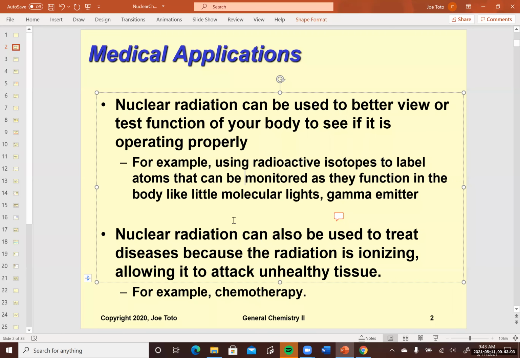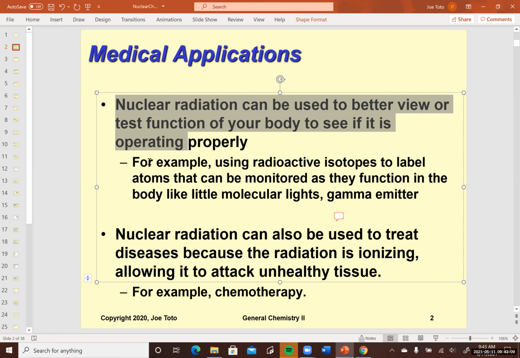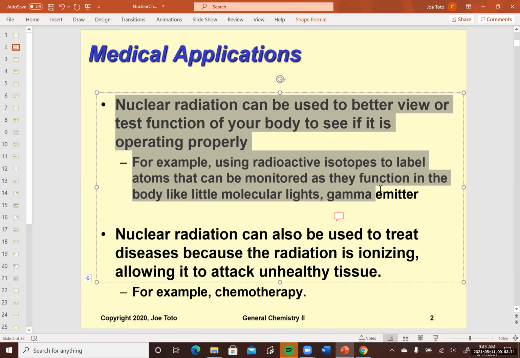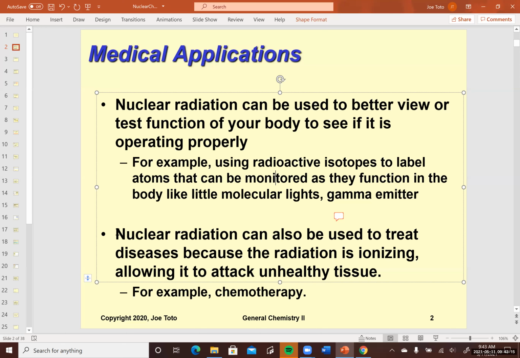And so that's in the category of detecting illness in biological organisms, or things that aren't working properly. And then it can also be used in treating certain illnesses like chemotherapy and cancer, which I'm sure you've heard of.